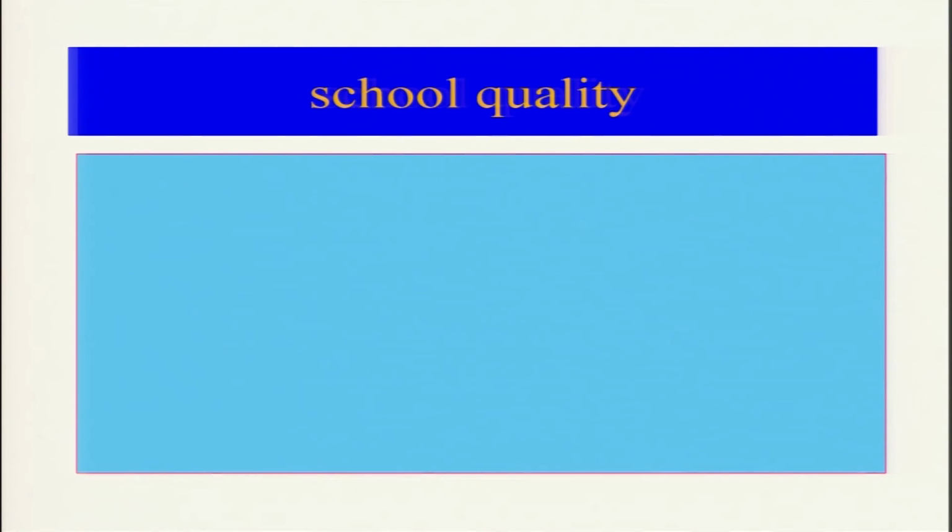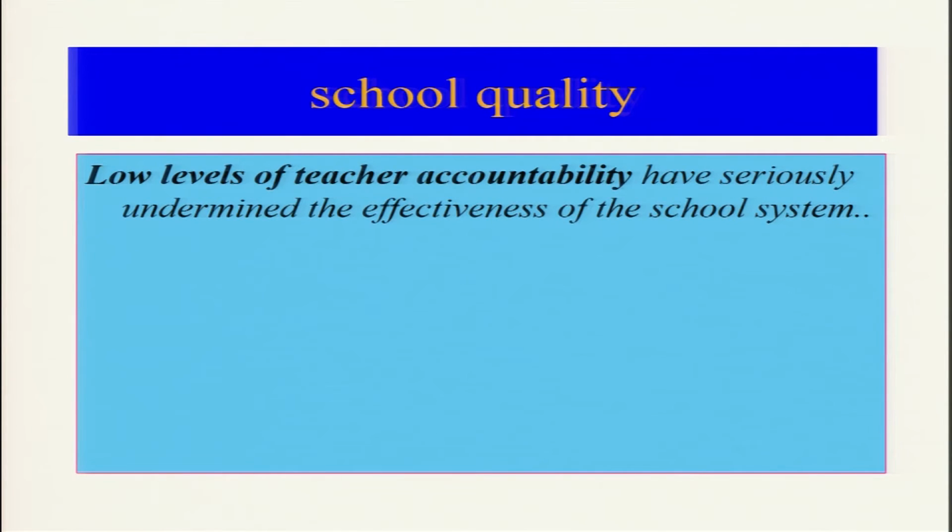Okay. Now we are discussing school quality. Low levels of teachers' accountability are a problem. Now what happened in the government schools? What happened in the rural primary schools?